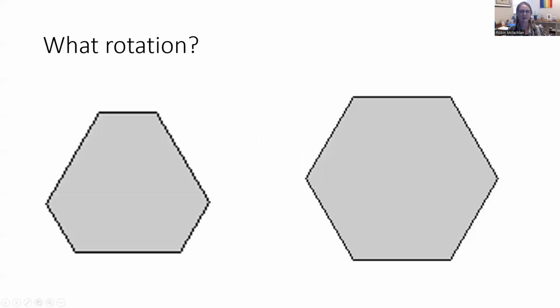All right, knowing that, I want you to look at these shapes and determine what fold rotation these shapes have.